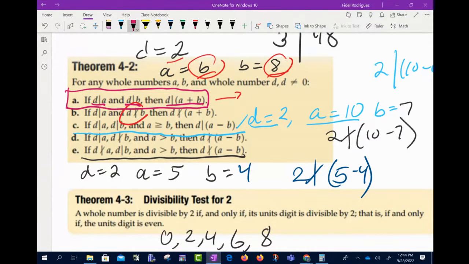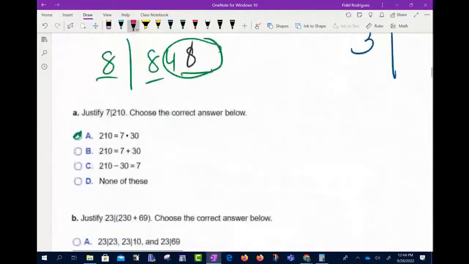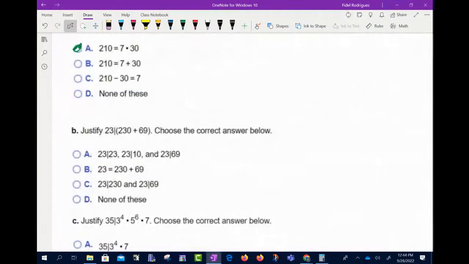So when I look at that theorem and I scroll back to my particular problem that I have right over here, if it divides the sum, then that means because it divides both each of those numbers individually, okay? It divides 23 and it also divides 69, okay?